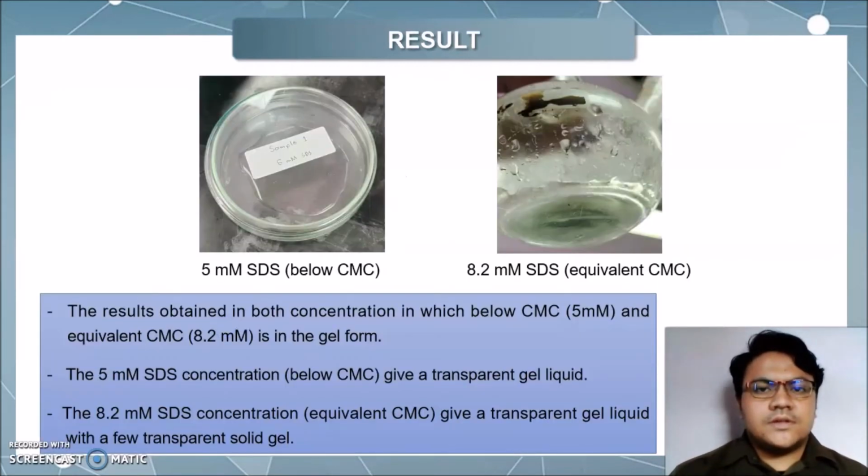This is the result as I progress: 5 millimolar SDS, which is below CMC, and 8.2 millimolar SDS, equivalent to CMC. The result obtained for both concentrations is in gel form. The 5 millimolar SDS concentration gives a transparent gel liquid, while the 8.2 millimolar SDS concentration gives a transparent gel liquid with a few transparent solid gels.